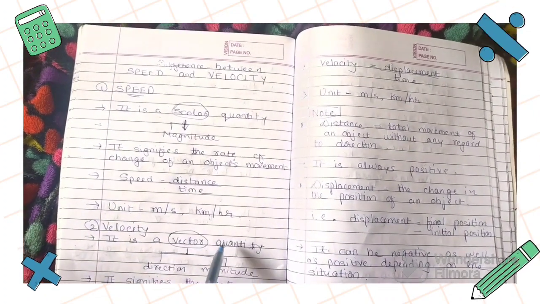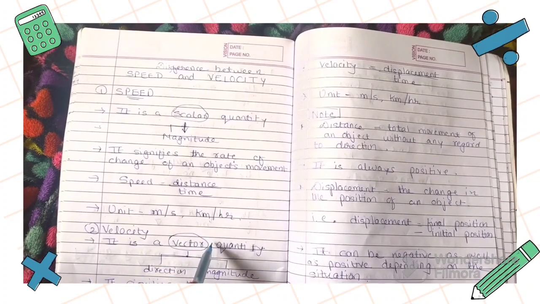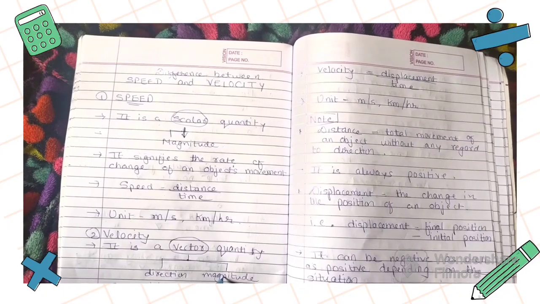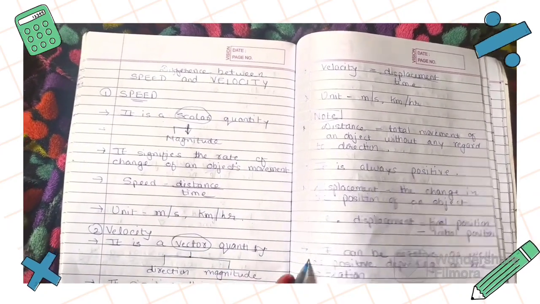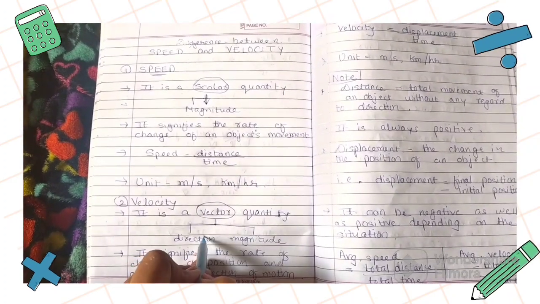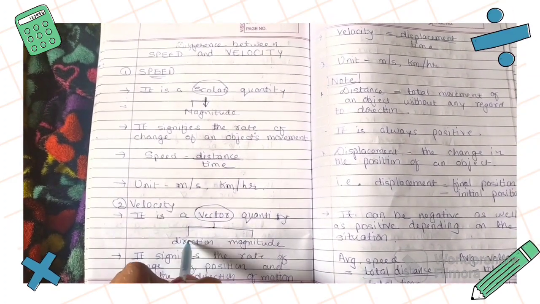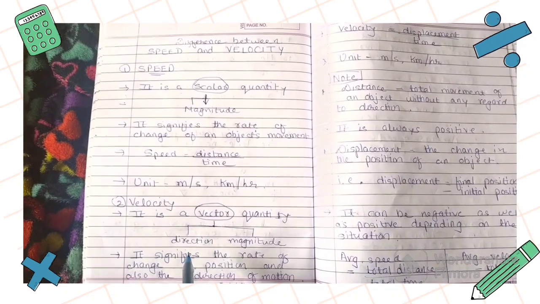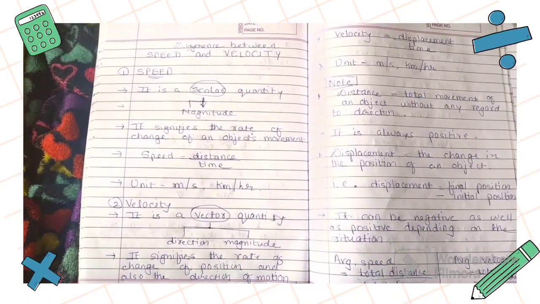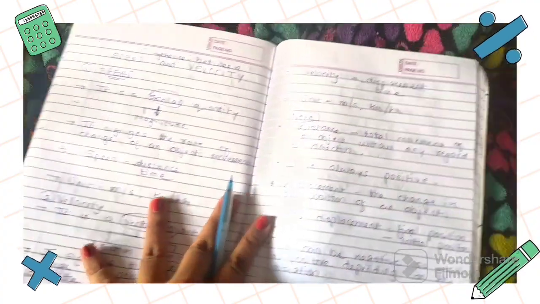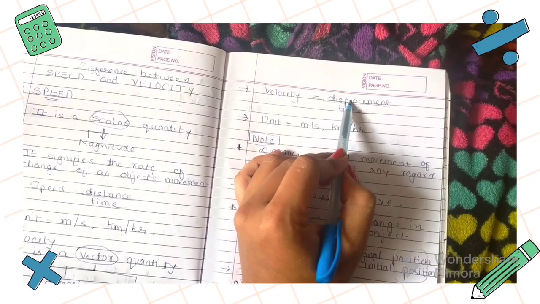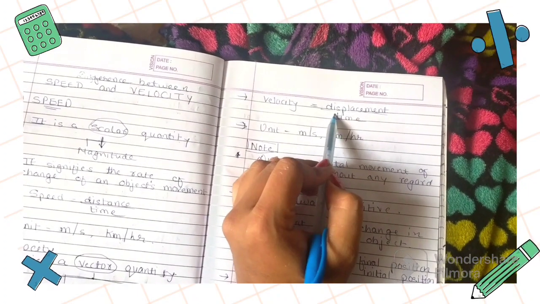It is a vector quantity. So vector means it requires both direction and magnitude. Those quantities which require direction as well as magnitude are said to be vector quantities. It means if the direction changes, the result can be negative also. It signifies the rate of change of position and also the direction of motion. The formula for velocity is displacement upon time. Displacement means the final position minus initial position.